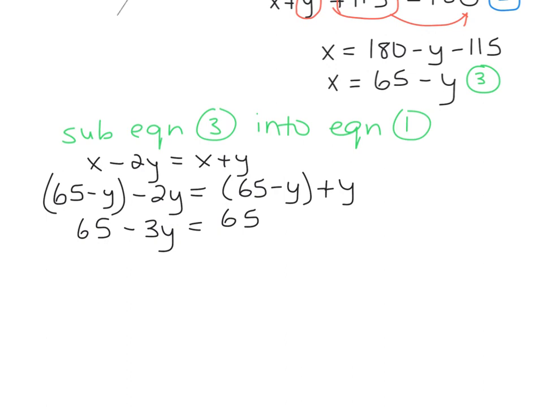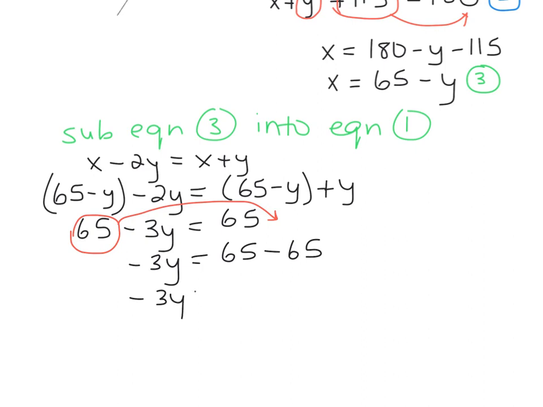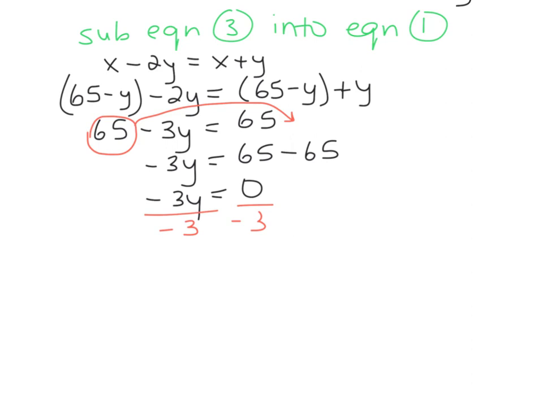So now if I want to isolate for y, I'm going to take 65 and bring it over to the right-hand side. So that's going to leave me with negative 3y equals 65 minus 65. Okay, that works out to be 0. And then to isolate for y, I need to divide both sides by negative 3. So that actually nicely works out to give us y equals 0.